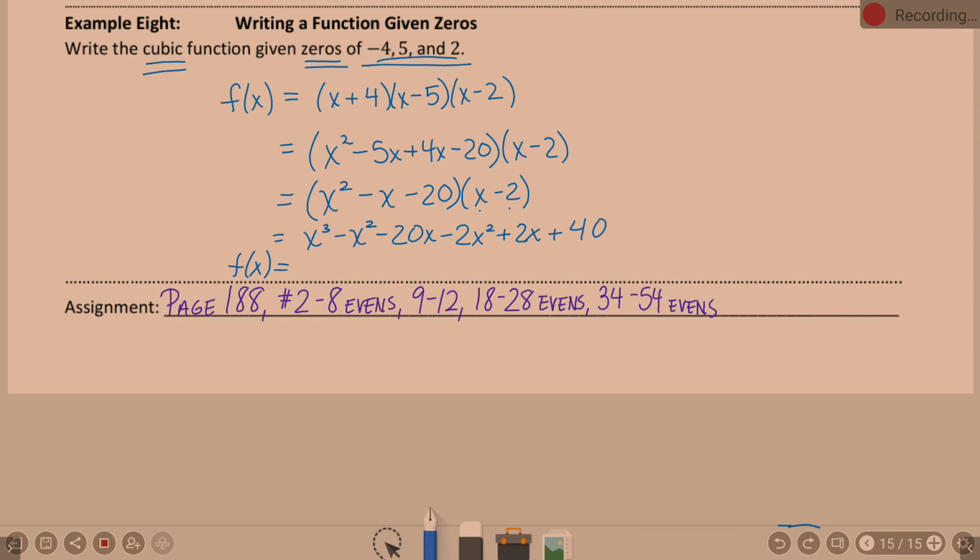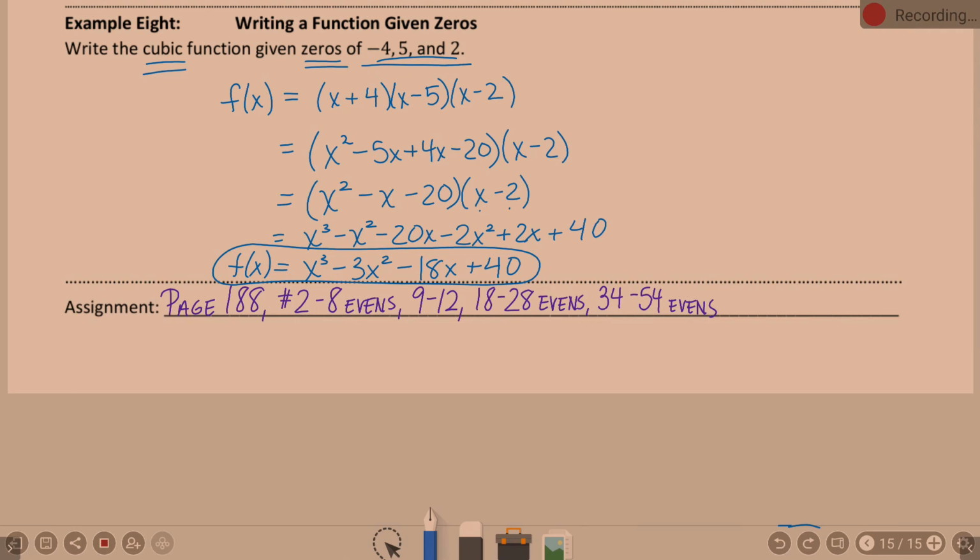Clean up. I see x to the third, minus 3x squared, minus 18x and plus 40. Barney made no mistakes. Good news, I matched my own answer key. Okay.